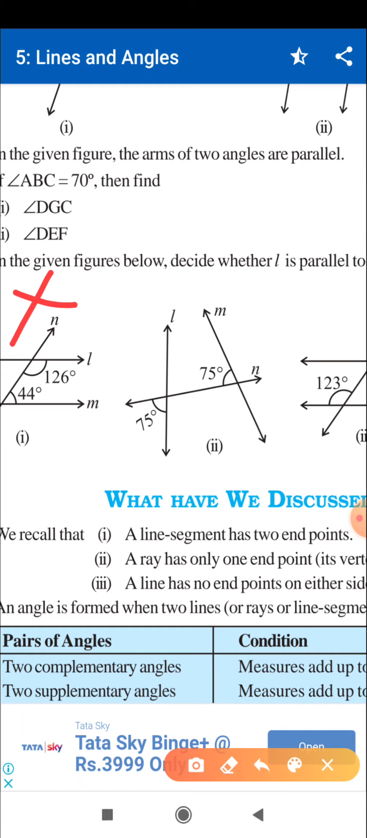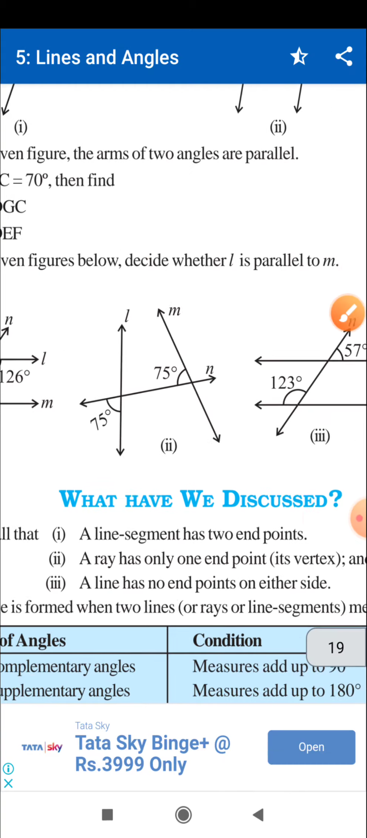Now move to our second part. In the second part, first we write this angle, it is also 75 degrees by the property of vertically opposite angles. Now we sum the co-interior angles made on the lines L and M, and their sum is not equal to 180 degrees. So in this diagram, L is not parallel to M.